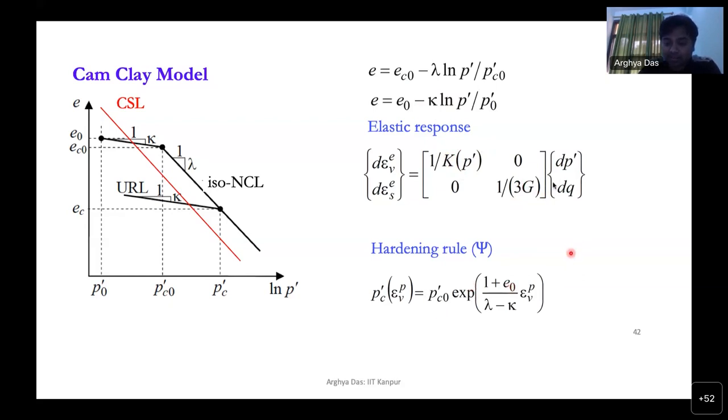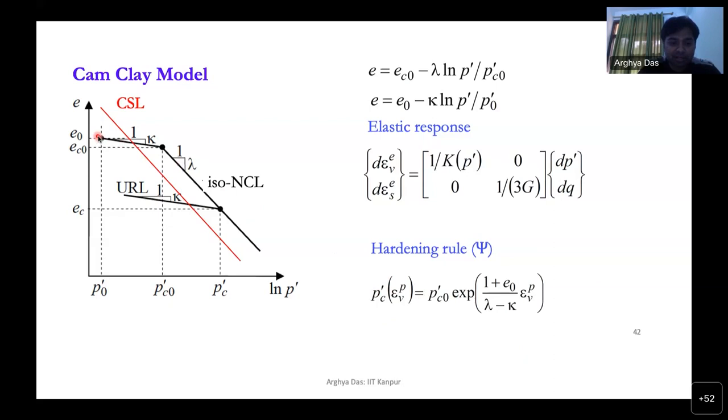And here we can use a hardening law, in the sense we discussed how the yield surface grows or shrinks. That depends on the history of the material, what the pre-consolidation pressure is. So this is the pre-consolidation pressure equation. I'm not going into the derivation. At least you can appreciate that.